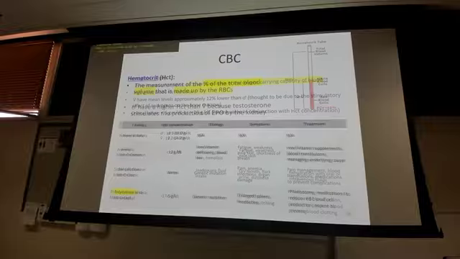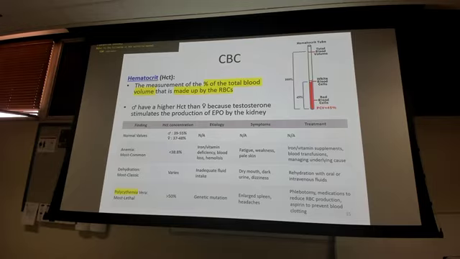And we'll go a little bit more into sickle cell disease a little later on, okay? Hematocrit is the percentage of the total blood volume. That's all you need to know for this slide.